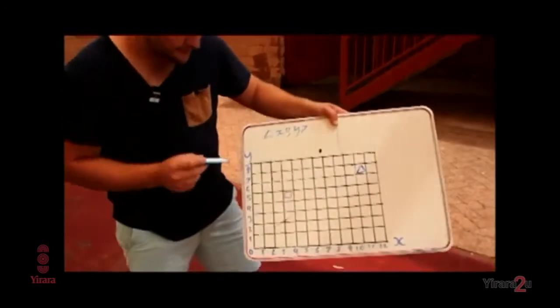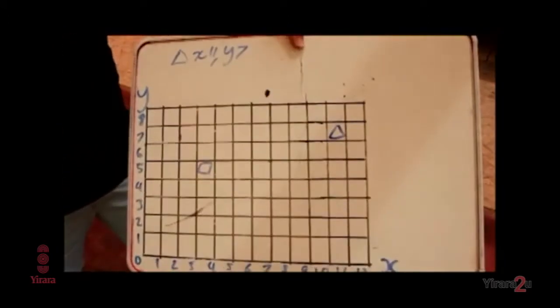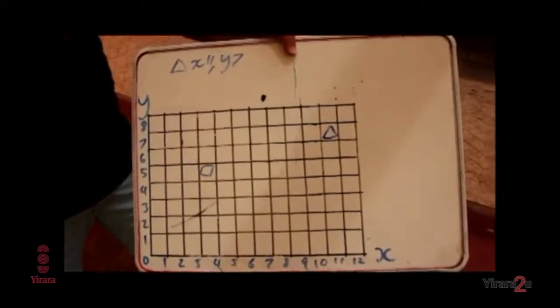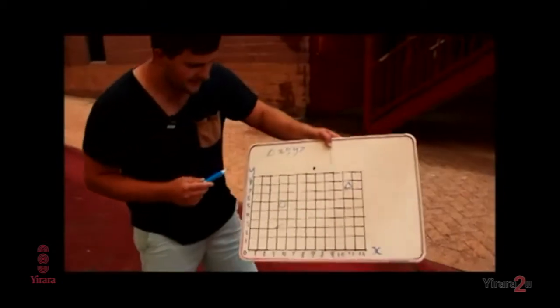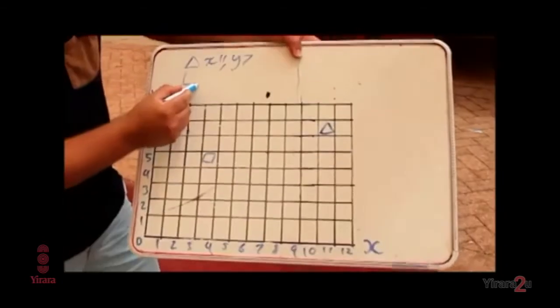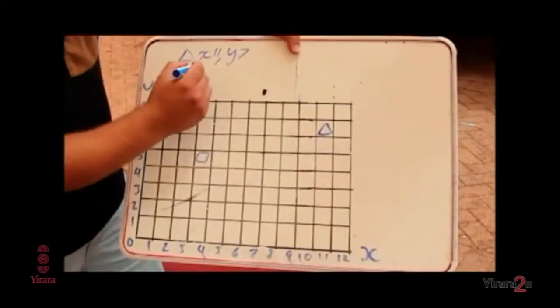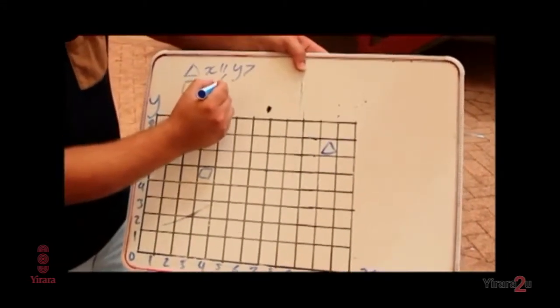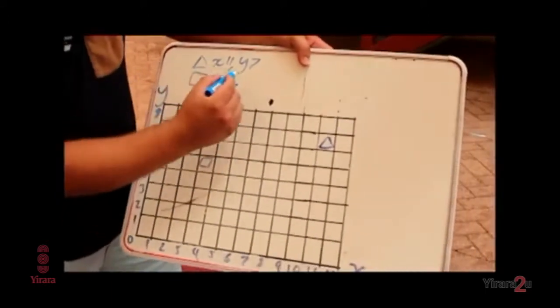One more try. Try and find the square. How'd you go with that one? Excellent, let's do it together. For the square, we find the x-axis first, which is at 4. And the y-axis is at 5.